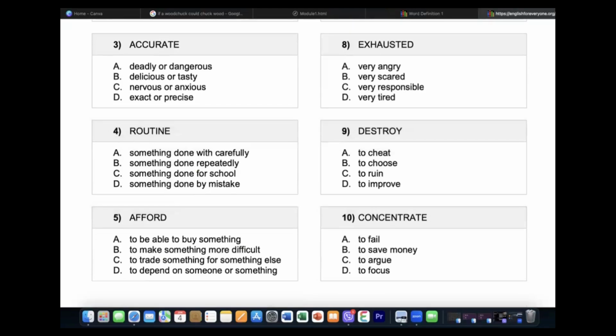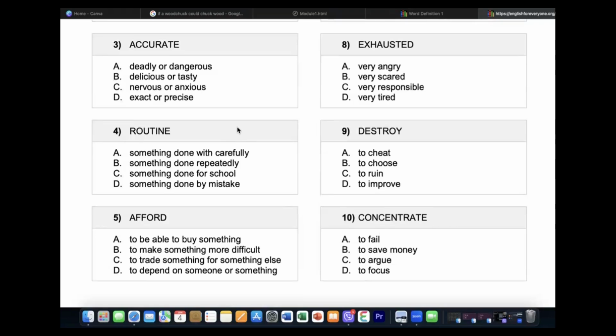Okay, let's move on. For Leah. B. A routine is something done repeatedly. Please use this word in a sentence. Give me an original and authentic example. My routine is to take the class online every day, twice a day. So that's your routine. Okay.